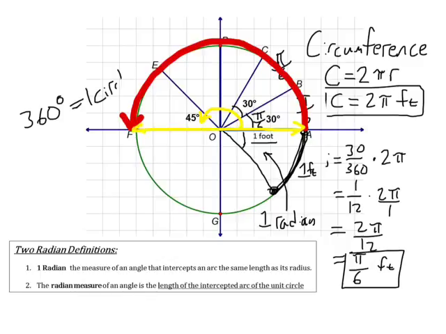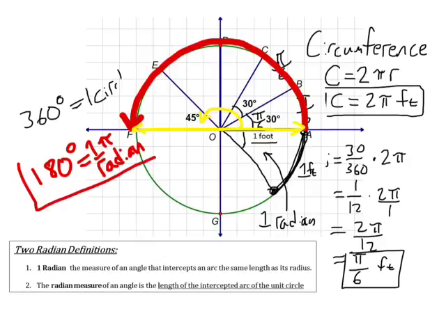get a 180-degree angle, the radian measure of that, this length right here, is half the circumference. We know the circumference is 2 pi, so this length is 1 pi, and so that angle of 180 degrees is going to be equal to 1 pi radian. And that's going to be an important relationship, okay? Because remember, the radian measure is just the arc length on this unit circle.